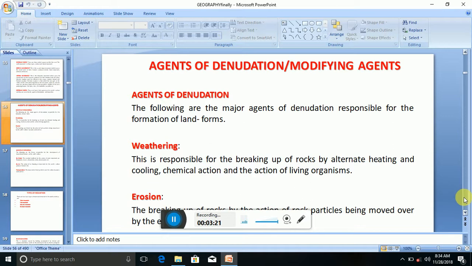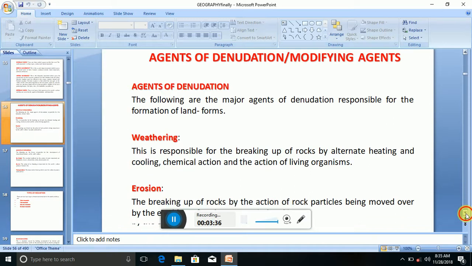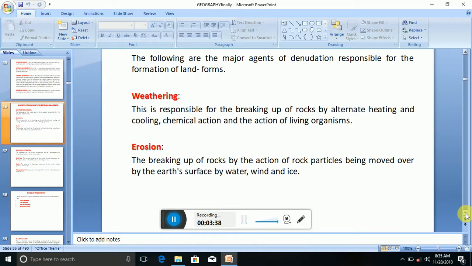Agents of denudation. The following are the major agents of denudation responsible for the formation of landforms. Number 1, weathering. This is responsible for the breaking up of rocks by alternate heating and cooling, chemical action, and the action of living organisms. Erosion. The breaking up of rocks by the action of rock particles being moved over the Earth's surface by water, wind, and ice.